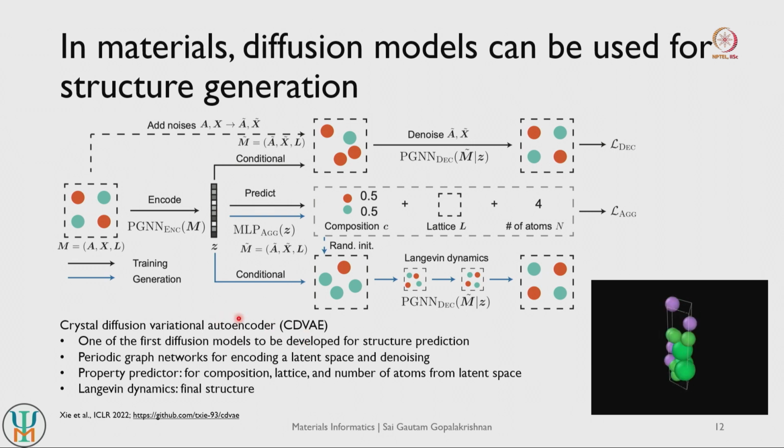And one of the first models that actually included diffusion in a simpler sort of variational autoencoder framework is this CDVAE, or crystal diffusion variational autoencoder model. This is one of the first models to be developed for structure prediction, and it uses periodic graph networks. The graph networks are used to generate your high dimensional embedding space. And then there is also a property predictor that works on predicting compositions, lattice parameters, number of atoms and so on from this latent space, right.